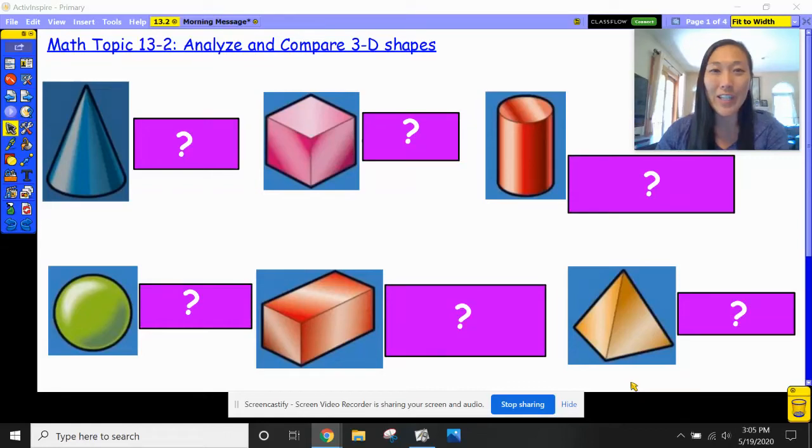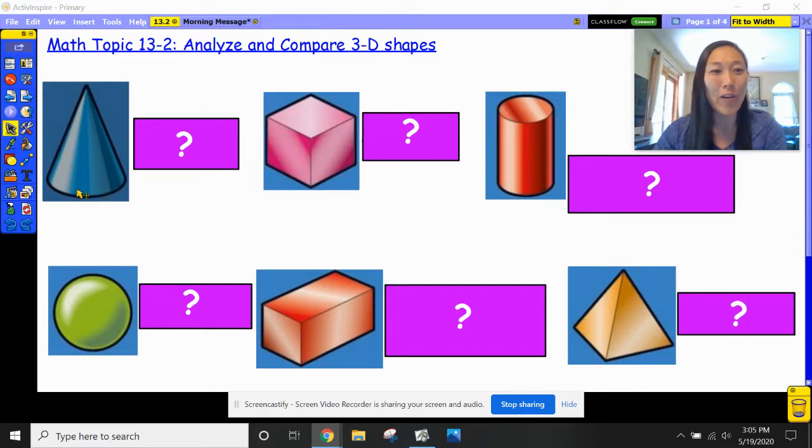Hi boys and girls, today you're going to analyze and compare 3D shapes. That means we're going to take a look at them and see what they do. Now before we start, you have learned the name of some 3D shapes from our different kindergarten teachers. So let's see what you remember today.